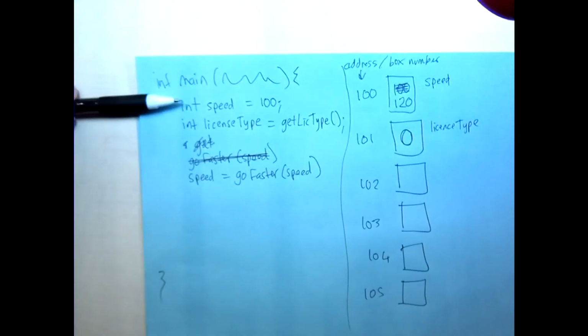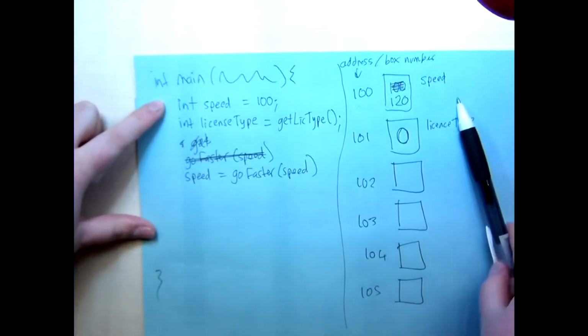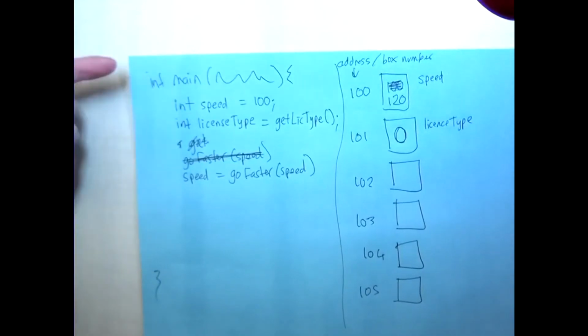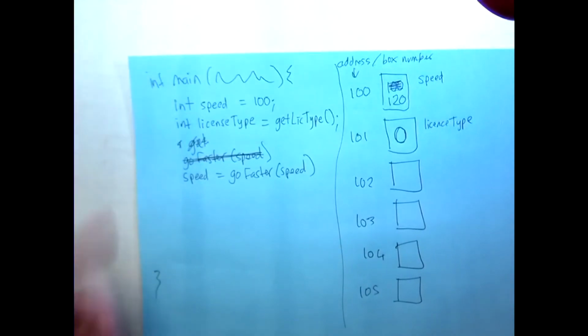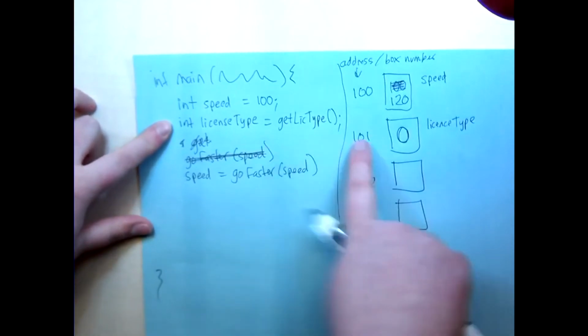And so we went through here and we showed int speed equals 100, and so we put the value 100 into that box called speed. Then when it's finished with the first line, it moves on to the second line, which might seem kind of straightforward. Does the thing, does the next thing, does the next thing. So then it goes to this int license type one, equals get license type.